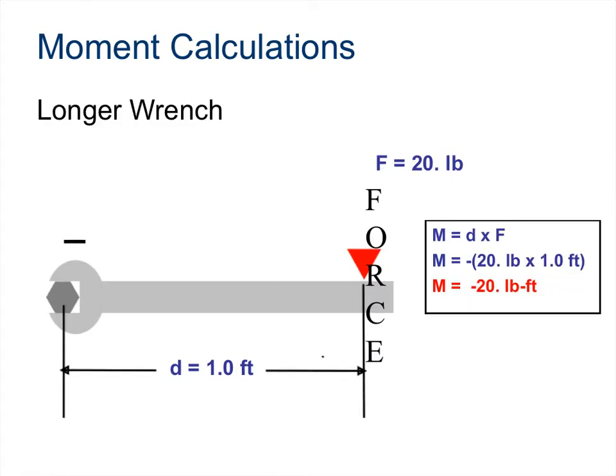Now let's look at another example involving a much longer wrench. We still are applying a downward force of 20 pounds and the perpendicular distance is 1 foot. So if I do force times perpendicular distance, I get 20 foot-pounds.